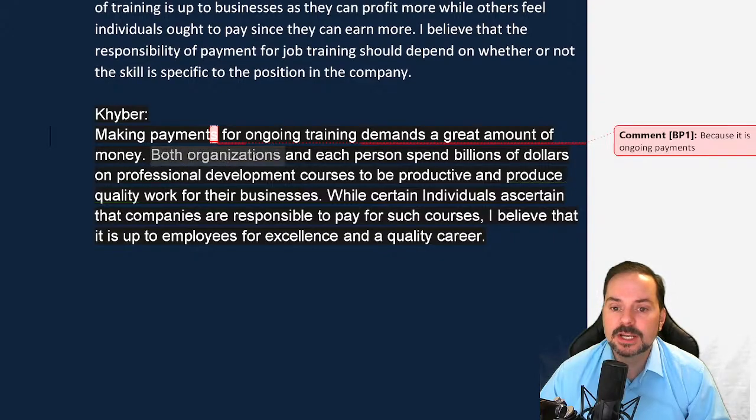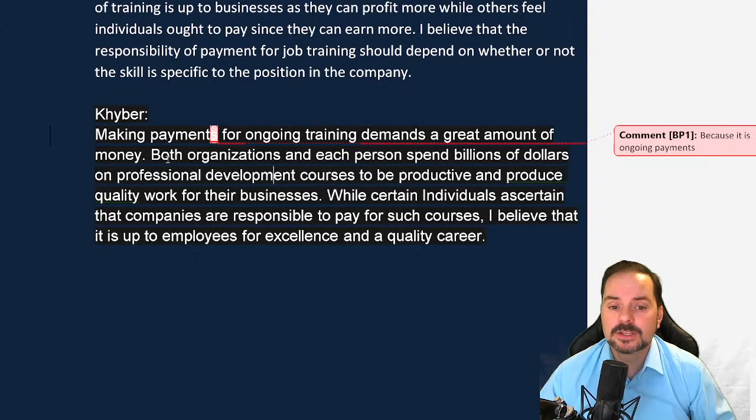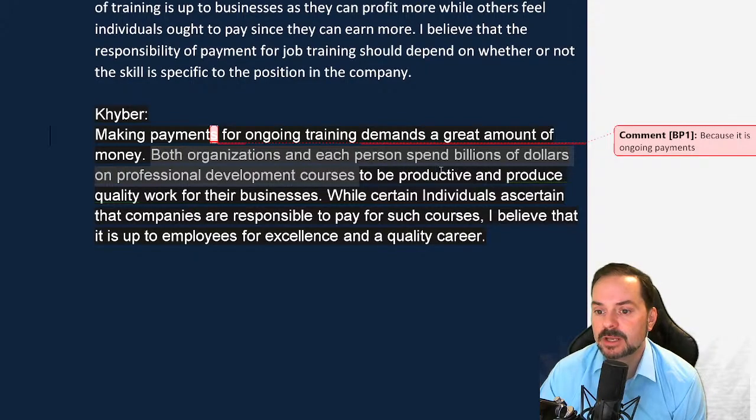So both organizations and each person spend billions of dollars on professional development courses. All right, there's a couple of mistakes here. Can anybody tell me what the mistake is in this here? So if I look at this sentence by Kyber, can anybody tell me the mistake until this point? Or there's actually a couple mistakes that I recognize. So both organizations and each person spend billions of dollars. Okay, so there's a mistake here. There's actually a couple of mistakes here. Can anybody tell me what it is?